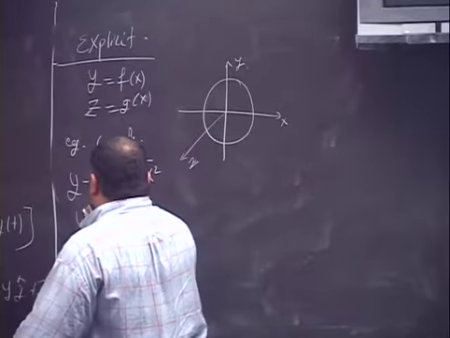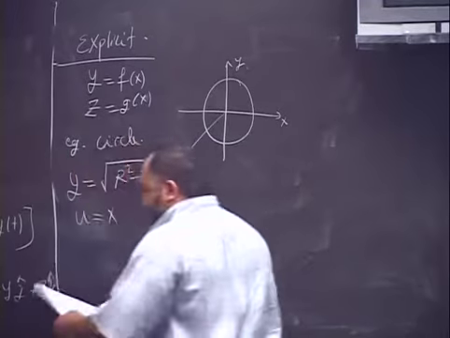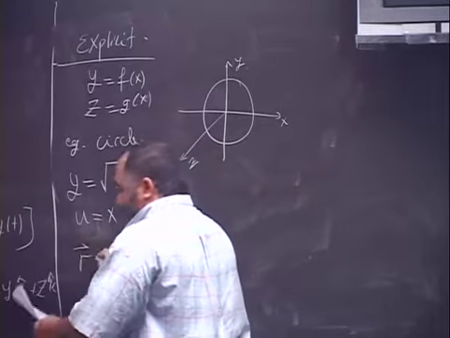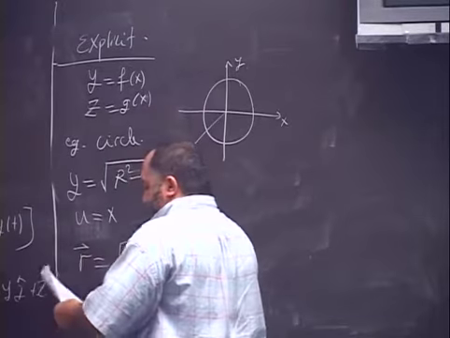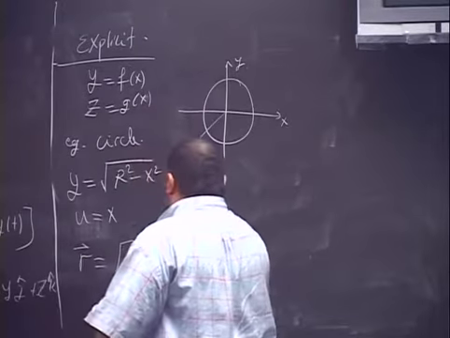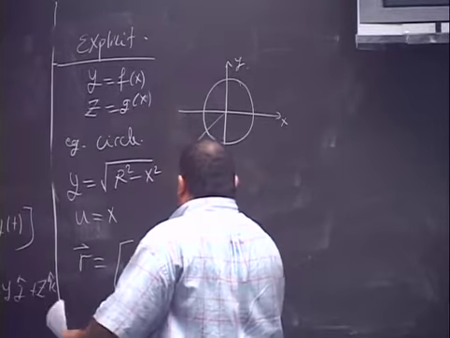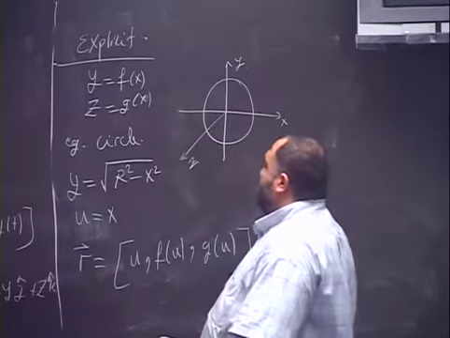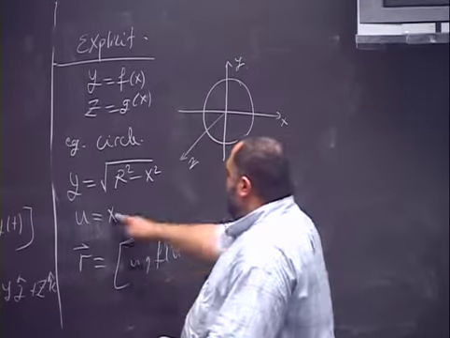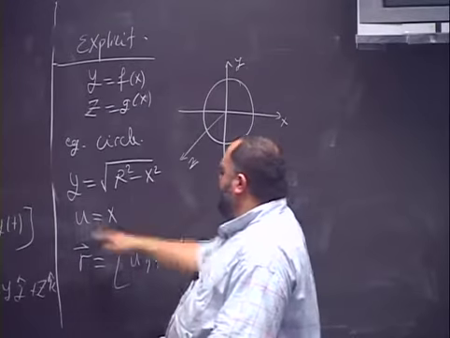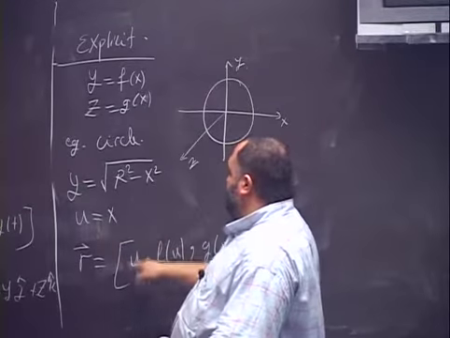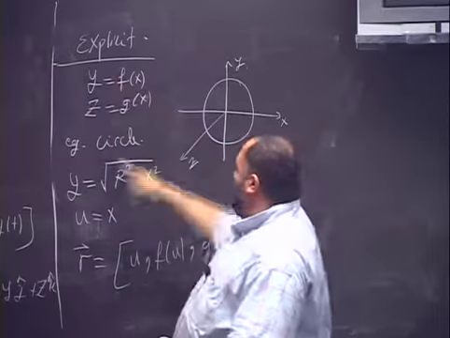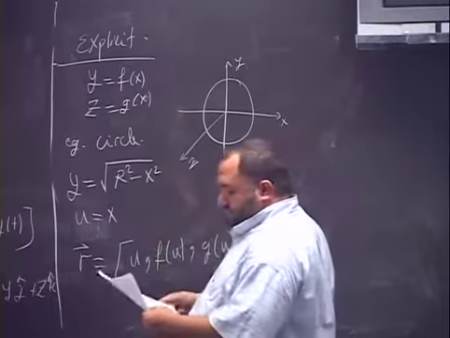So if, let's say, u is equal to x, for example, the vector r can be represented as u, f of u, and g of u. So if we set x equal to u, it will be x equal to u, y equal to f of u, and z equal to g of u.